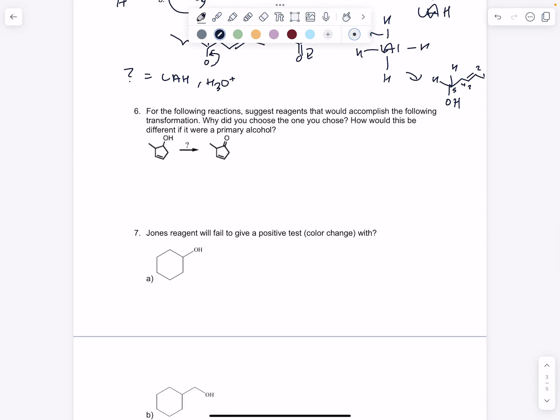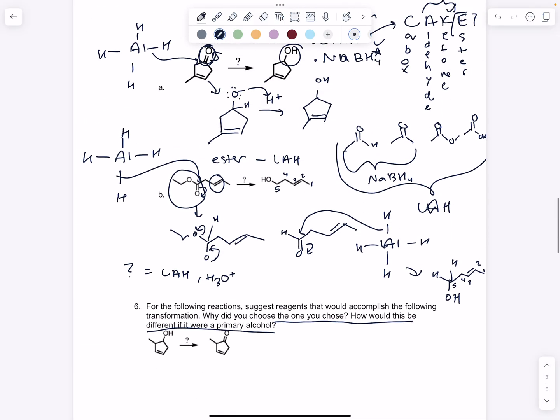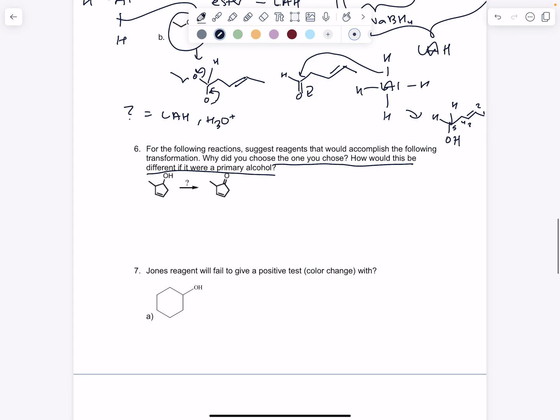Okay. For the following reaction, suggest reagents you would choose to accomplish the following transformation. Why did you choose the one you chose? How would this be different if it were a primary alcohol? Okay, so this again is like multiple questions in one. So the first one, I'm seeing that this alcohol is going from an alcohol to a ketone. Okay, so this alcohol goes to a ketone, and so that is an oxidation reaction.